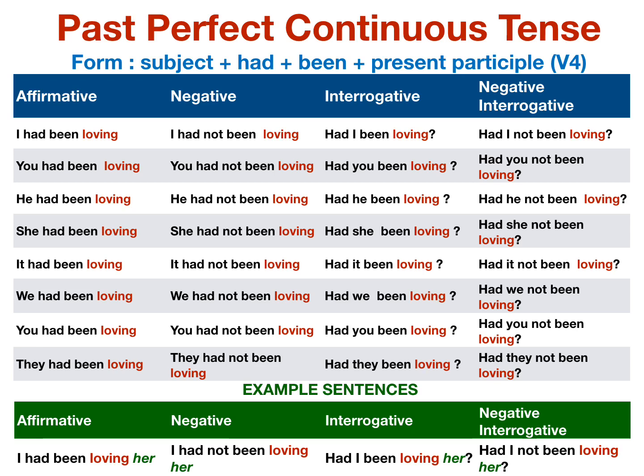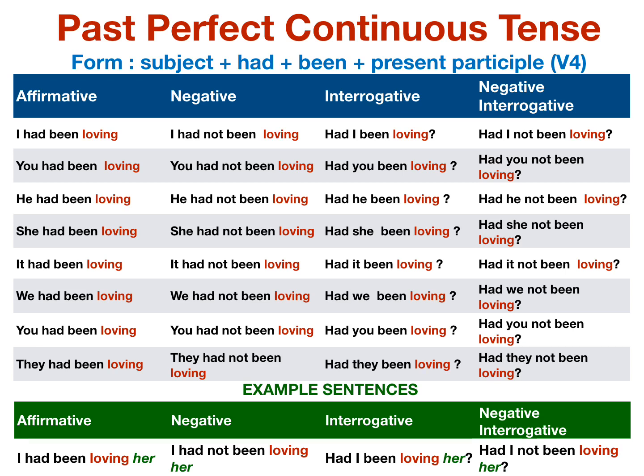We had been loving. We had not been loving. Had we been loving? Had we not been loving? You had been loving. You had not been loving. Had you been loving? Had you not been loving? They had been loving. They had not been loving. Had they been loving? Had they not been loving?